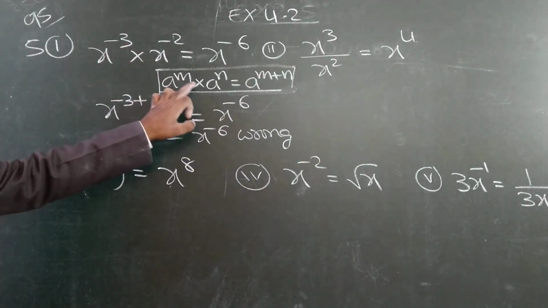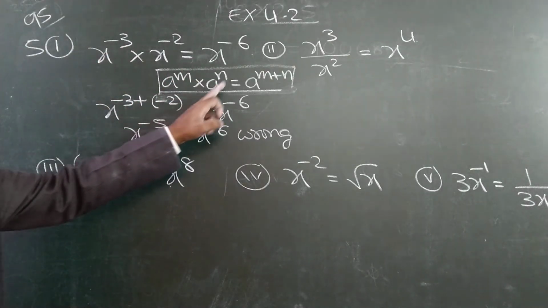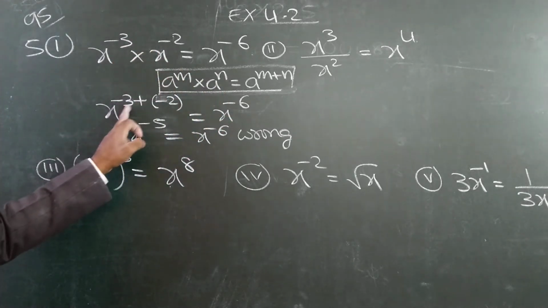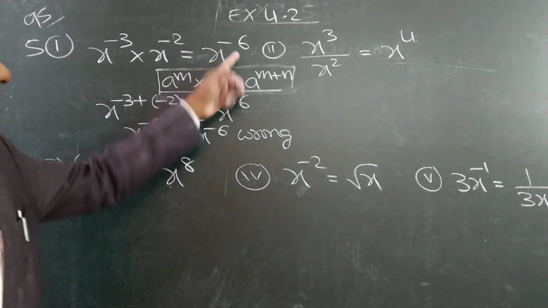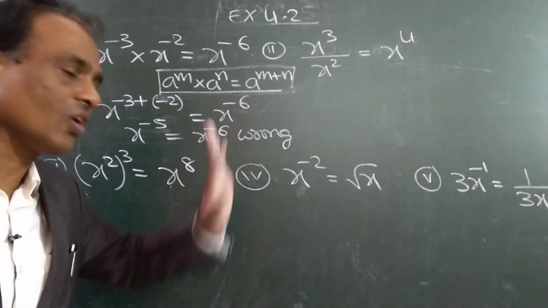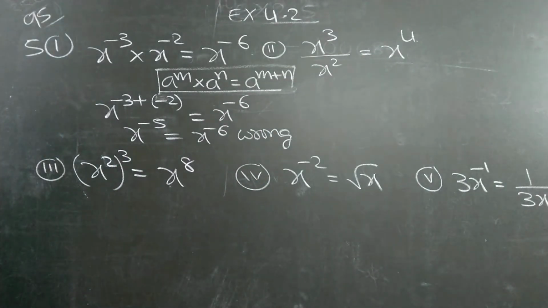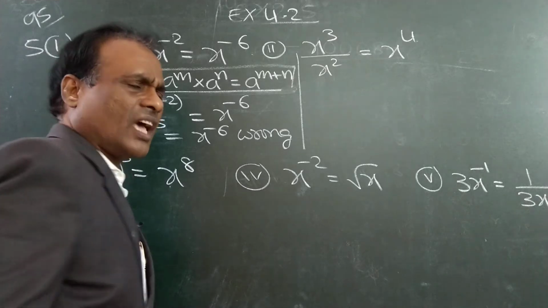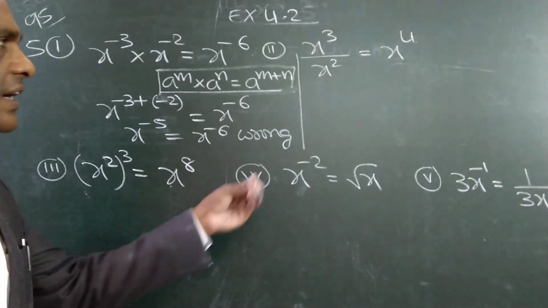A power m into a power n is a power m plus n. Minus 3 plus minus 2 is minus 5. It is not minus 6. So this is wrong. Write down: wrong. Next. You write afterwards. I will complete all this and you can do it afterwards.